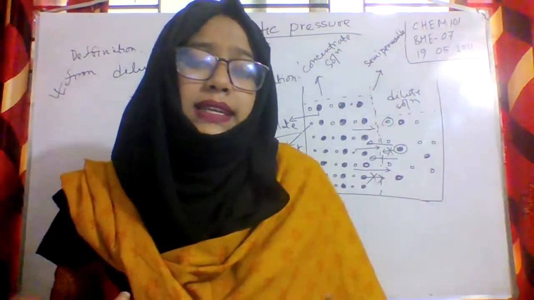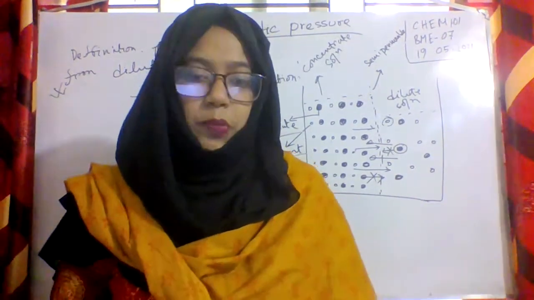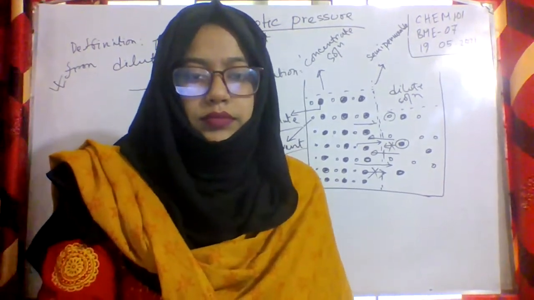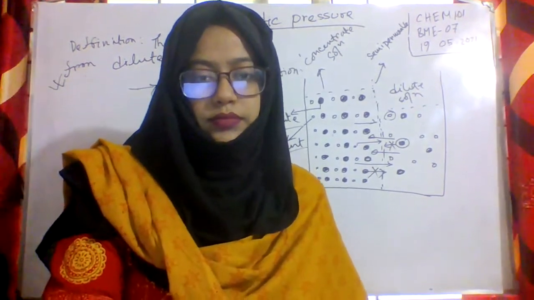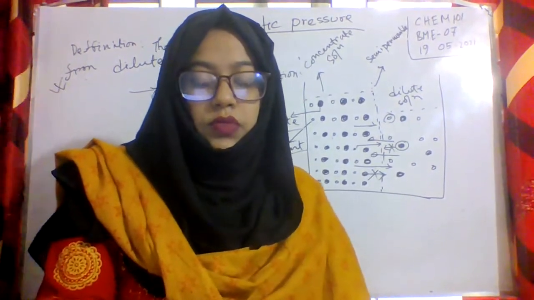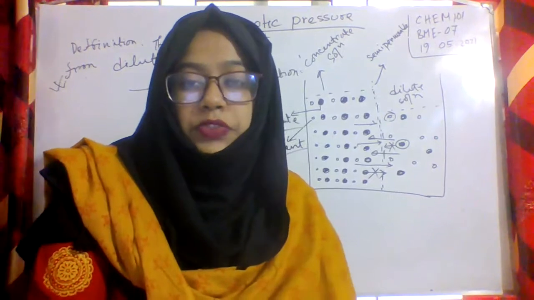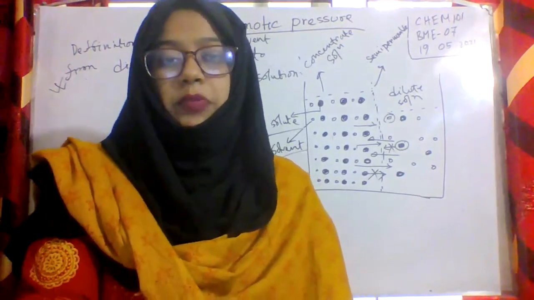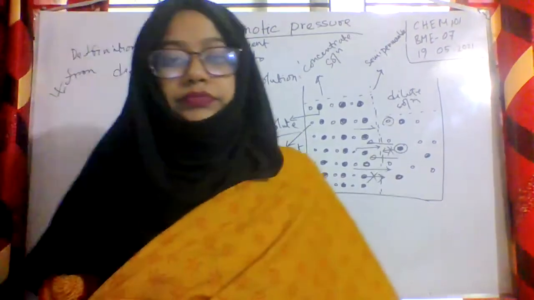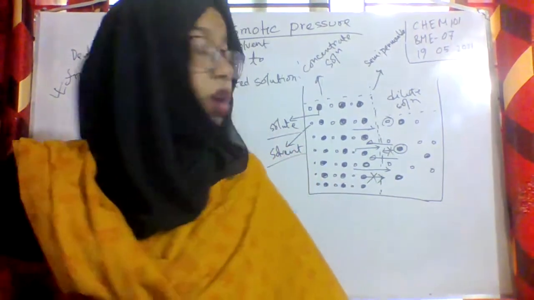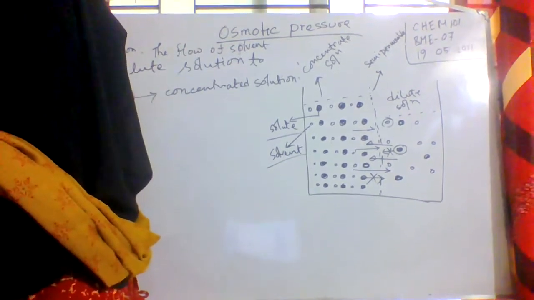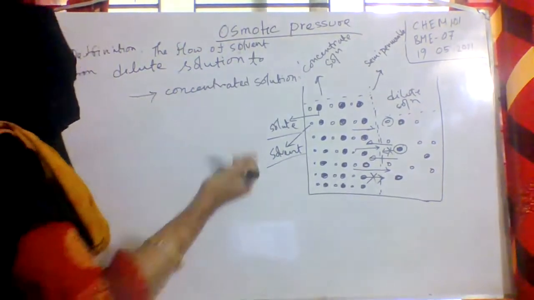So now, how is it a colligative property? Any guess or any idea? Ma'am, please say it once more. Why is it called colligative property? Osmotic pressure or osmosis. Okay, osmosis is the process by which the solvent flows through a semi-permeable membrane.